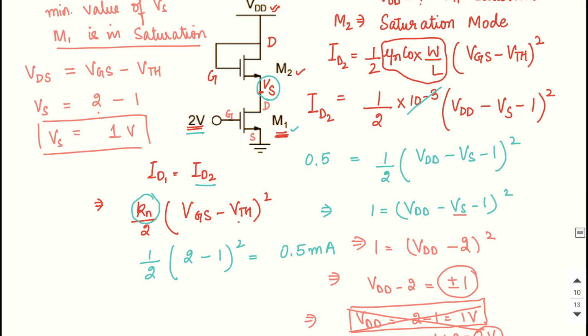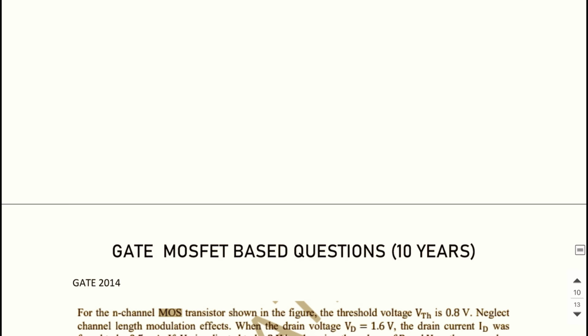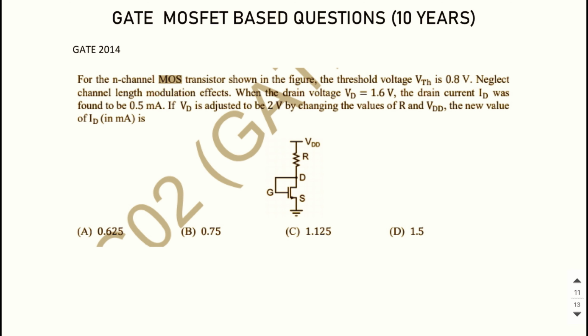Coming to the next question. So the next question says that for the N-channel MOS transistor shown in the figure, the threshold voltage is 0.8 volt. Neglect the channel length modulation effects. When VD is 1.6, the drain current ID is equal to 0.5 milliamperes. And when the drain voltage VD is 2 volt, then the new value of ID is what? This is what is asked in the question.